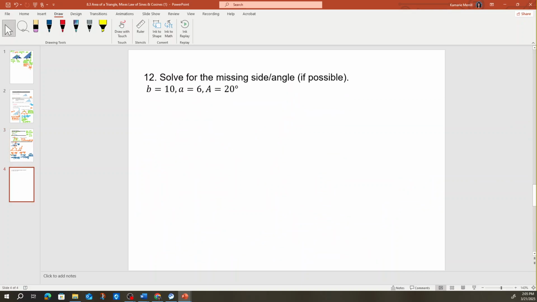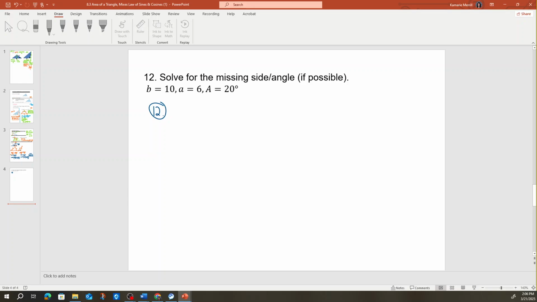The last thing I wanted to go through was number 12 together, and this is where you have to decide: do I use law of sines or do I use law of cosines? You have to kind of pick and choose. So let's do number 12 to feel like you get a head start on your homework. I already gave you a head start on 13 and 14, but I feel like this is worth doing.